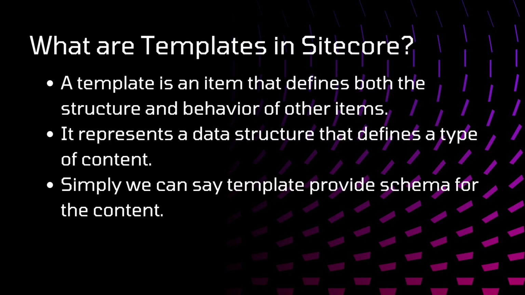What format of data, or what kind of data we need to have, is defined with the help of a template. It represents a data structure that defines a type of content. Simply we can say a template provides a schema for the content. Whatever item we are creating, before creating the item we first create a template for that item. We specify what fields are required and what type of data we need to store in that item, and accordingly we create a template and the object is created.